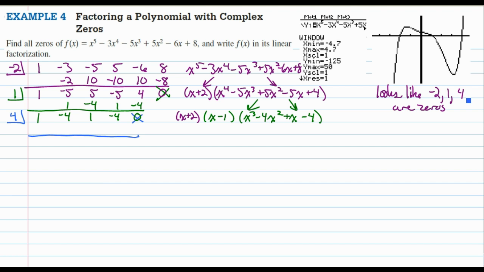I have one more 0 to try. I think 4 is a 0. I know I said 3 earlier, but I miscounted. You probably noticed that. 1, 2, 3. Yes, Miss Larson. 4. So 4 is a 0. I'm going to put that through synthetic division.